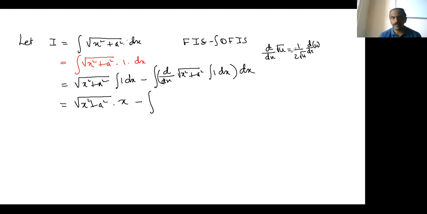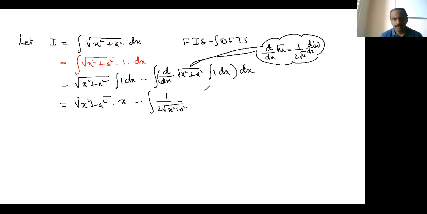So I need to apply that formula over here. The derivative is 1 by 2 root of x square plus a square into the derivative of x square plus a square, which is 2x, into integral of 1 x dx. Now this 2 will get cancelled. Now I will write this as x root of x square plus a square minus x square upon root of x square plus a square.